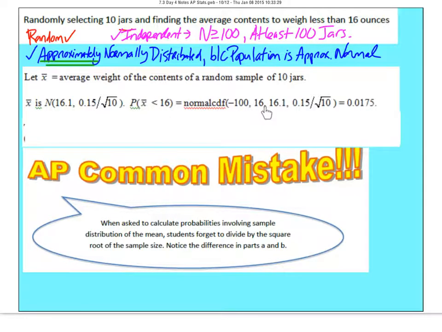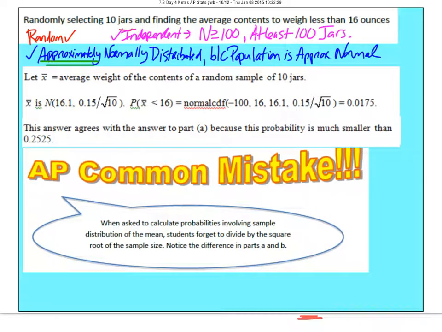We're going to do our normal CDF. Careful, we are using the adjusted standard deviation. The probability here is about 1.75%. So we were definitely right in our initial assumption that it agrees with what we said. 1.75% is by far less likely than 25% is.